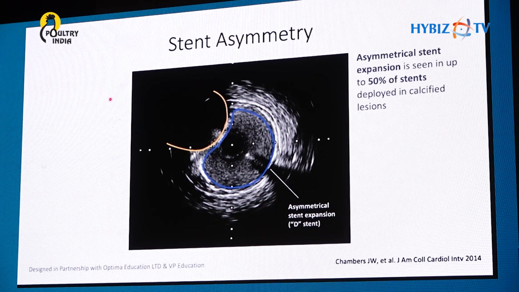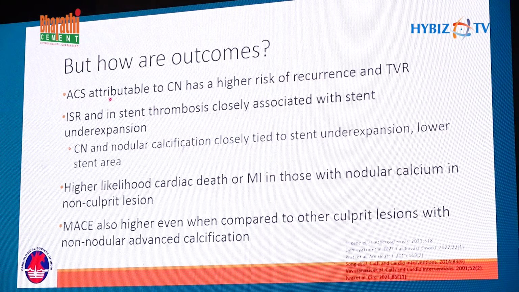But sometimes you don't see the stent expanded well, and you may see an asymmetrical expansion of the stent with a D-shape, which is seen rarely, but long-term results are affected due to D-shaping of any of these post-stent due to calcium. So what are the challenges? It leads to higher thrombosis, higher ISR. Everything is higher, even sudden death is known. Everything is higher in calcific nodule.